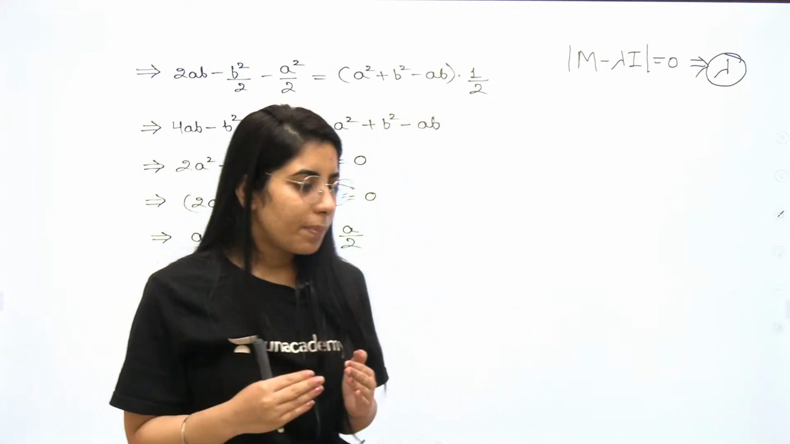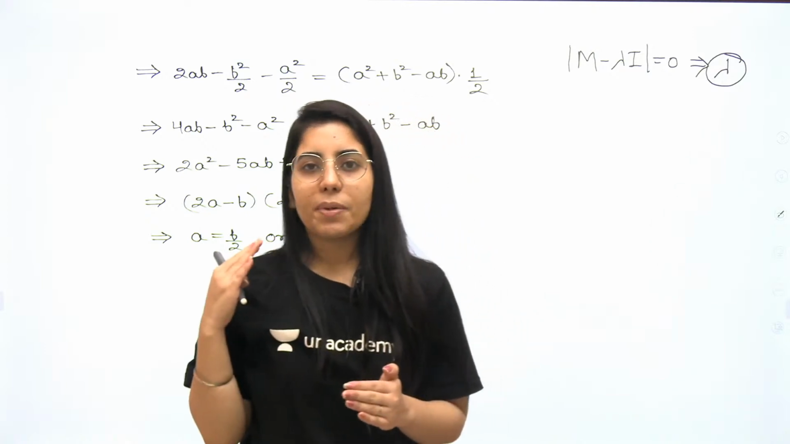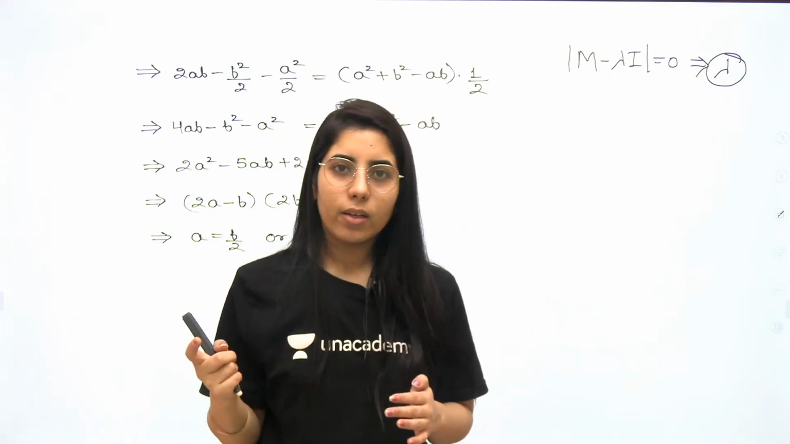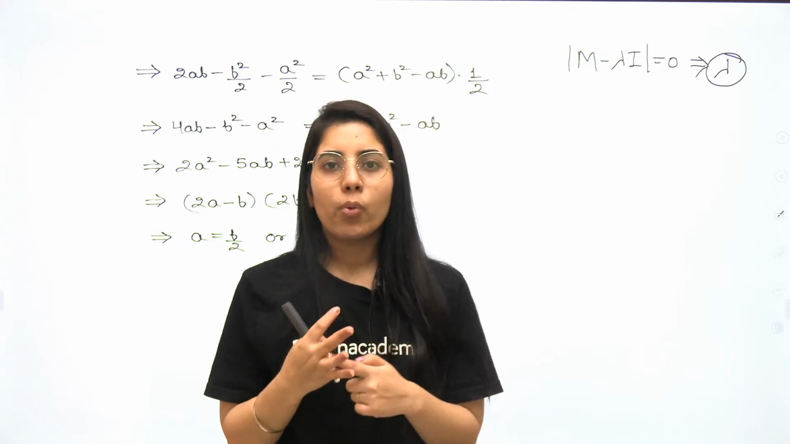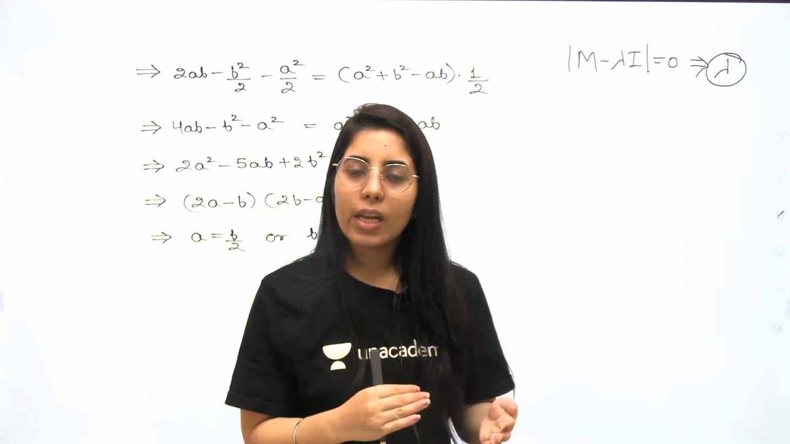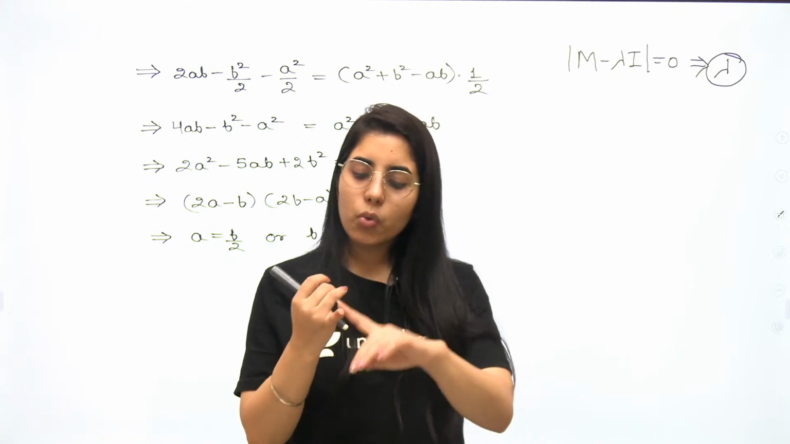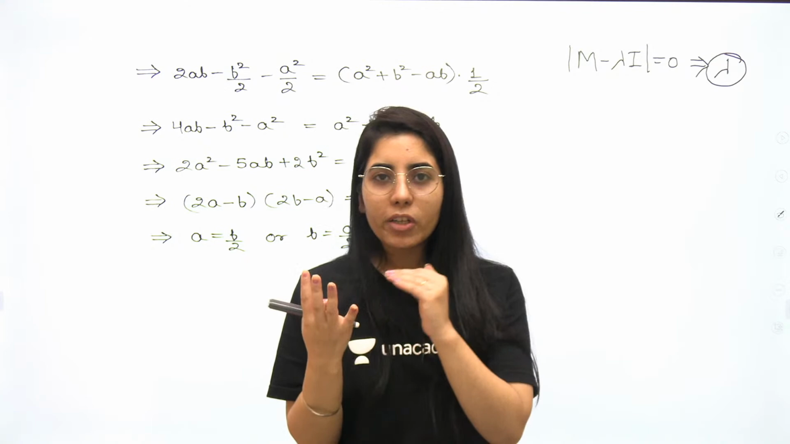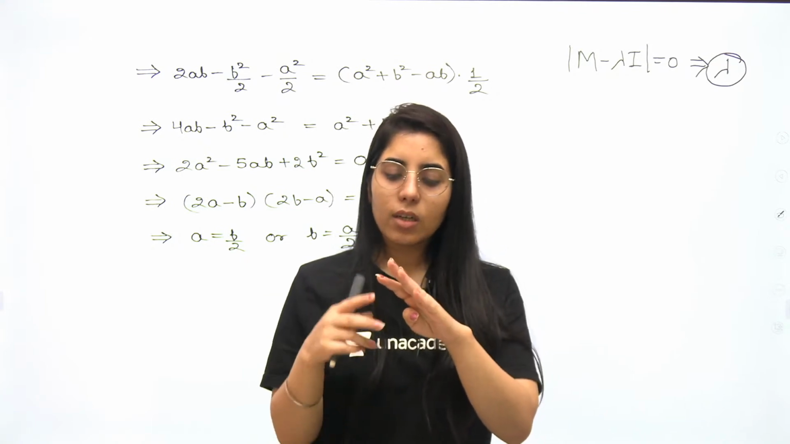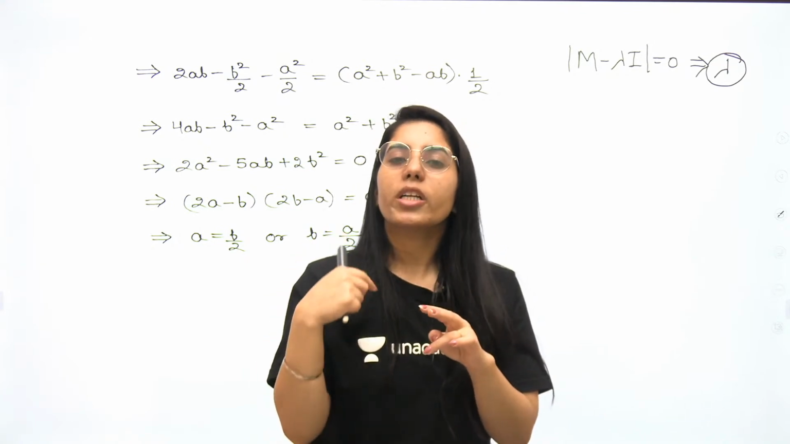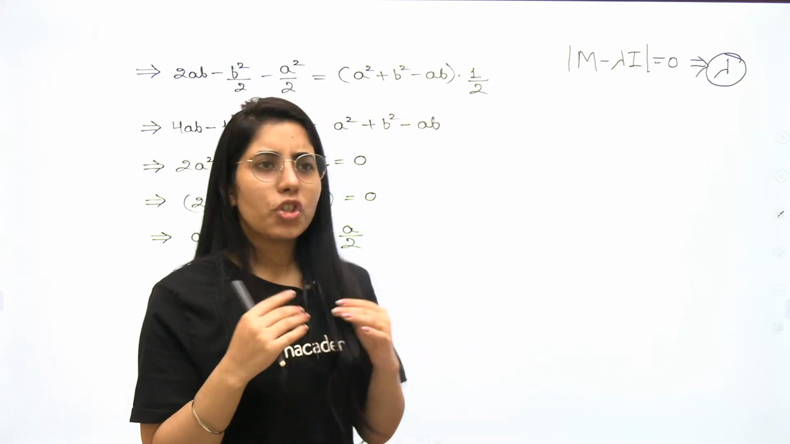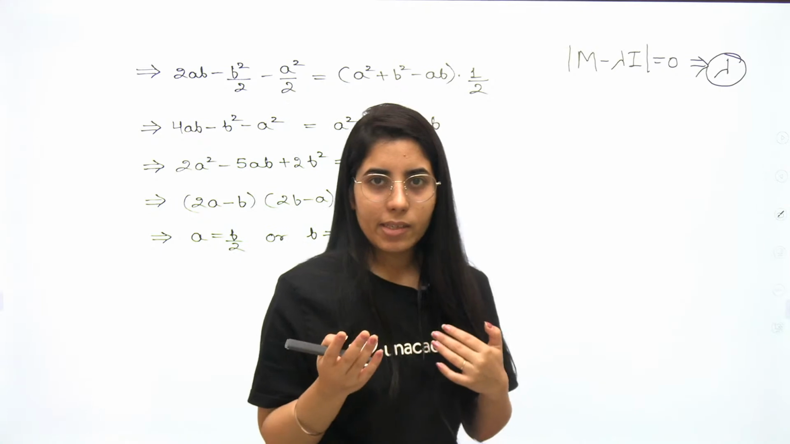Sometimes eigenvalues can be degenerate, sometimes they can be non-degenerate. Degenerate means you are getting repeated values. There are 3 eigenvalues but 2 are the same, that means 2 and 2 and 1. So for a 3 by 3 order matrix, if you are getting 1, 2, 2, there are 3 eigenvalues but 2 is a repeated or degenerate eigenvalue, and the 1 is not degenerate, it's not repeating itself.